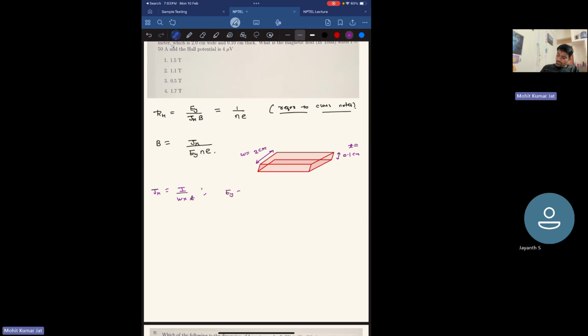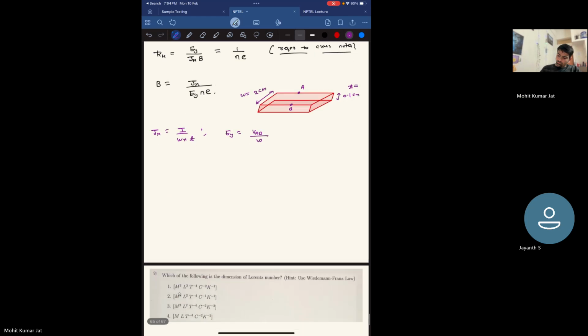Ey will be nothing but, if there is a potential difference between A and the B point, VAB divided by W. So substituting these in equation 1, this is my 1, Jx will be I by Wt times Ey, which is VAB times N times E and times W. Yeah, this W cancels.